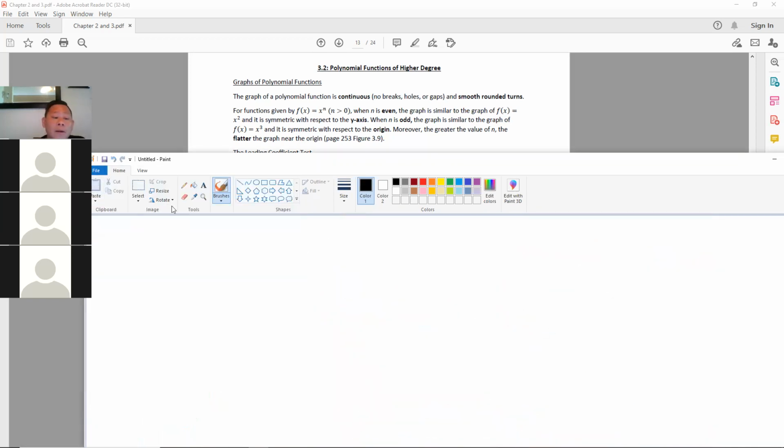So what we're going to talk about here in 3.2 is that every time you draw a graph of a higher polynomial like x cubed, x to the 4, x to the 5, your graph has to be continuous and the turning point has to be smooth. So no breaks.